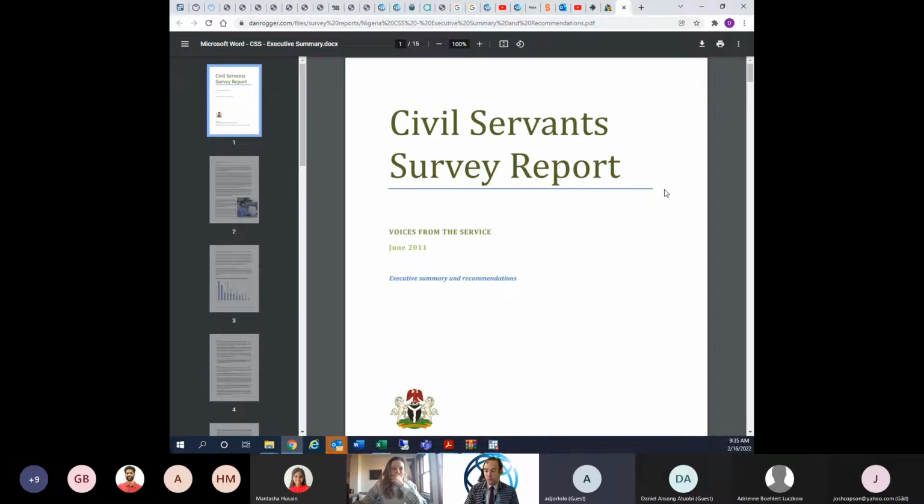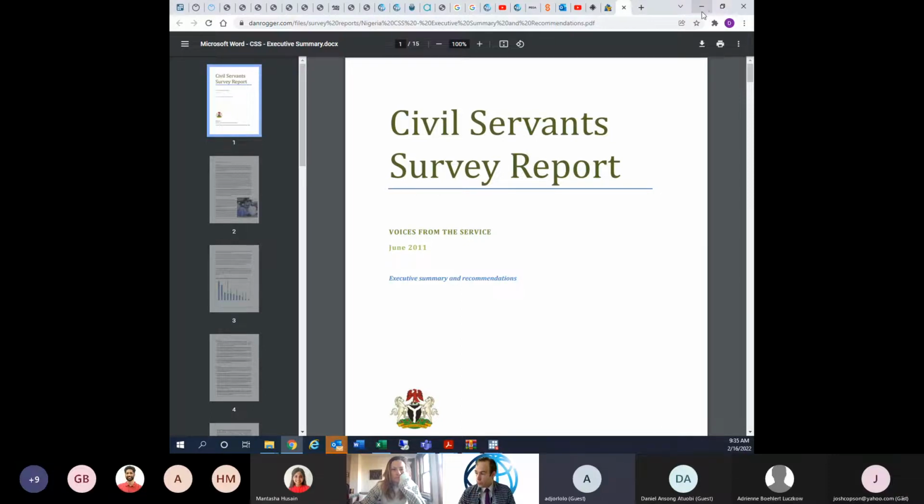I think if I reflect on this, that's because we did the work with members of the service from across the three tiers of government. We had people who were enumerators who were civil servants. We involved them in the report writing. So we had a lot of people involved. But it still wasn't enough.